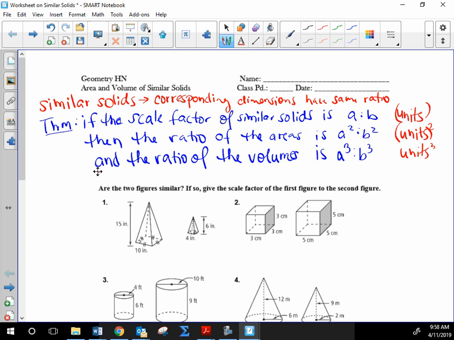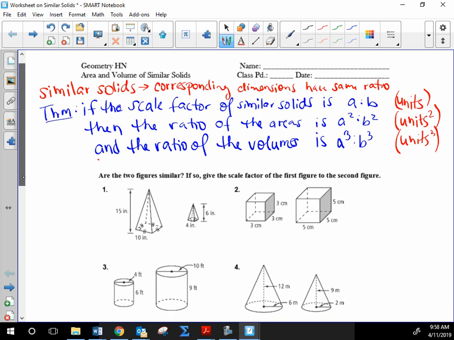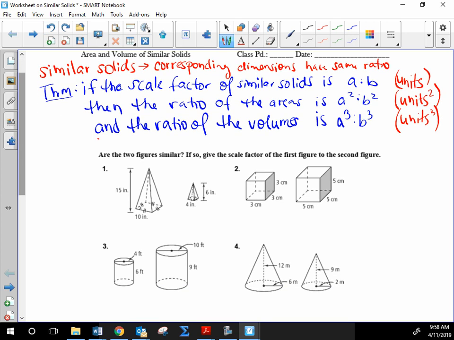So it's pretty easy to remember it. You just have to get it back down to your scale factor and then just think, okay, what are they asking for? They want the ratio of the volumes. Well, that's units cubed, so I take my scale factor and cube it. Okay, so let's go ahead and take a look at number one just to kind of look at what this means for similar, and then we'll take a look at number 15. So it says, are the two figures similar? If so, give the scale factor of the first, the second.